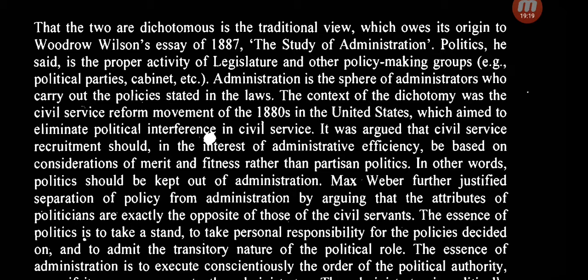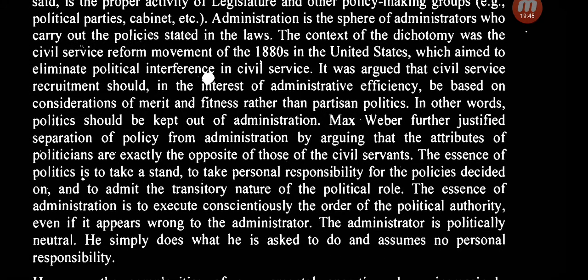Max Weber further justified separation of policy from administration by arguing that the attributes of politicians are exactly the opposite of those of the civil servants. The essence of politics is to take a stand, to take personal responsibility for the policies decided on, and to admit the transitionary nature of the political role. The essence of administration is to execute conscientiously the order of the political authority, even if it appears wrong to the administrator. The administrator is politically neutral. He simply does what he is asked to do and assumes no personal responsibility.